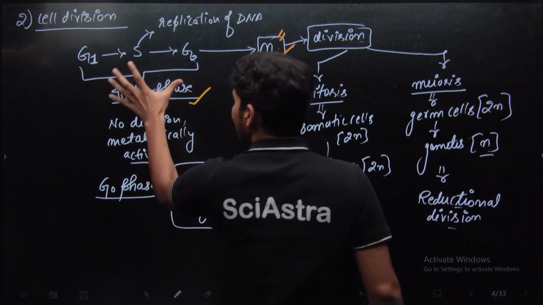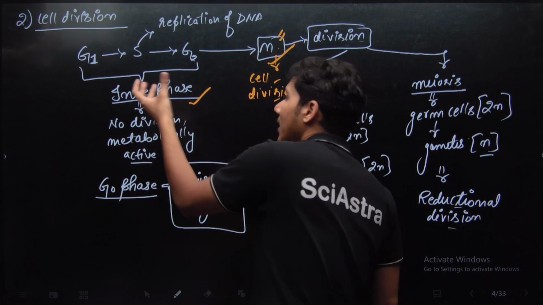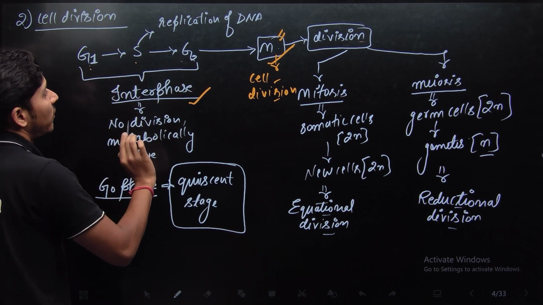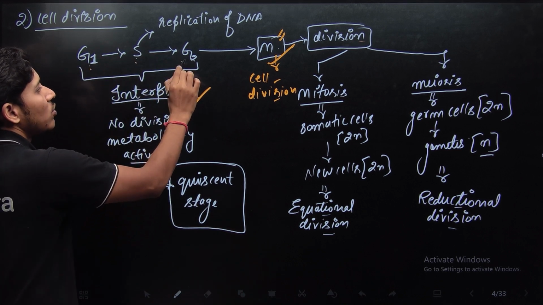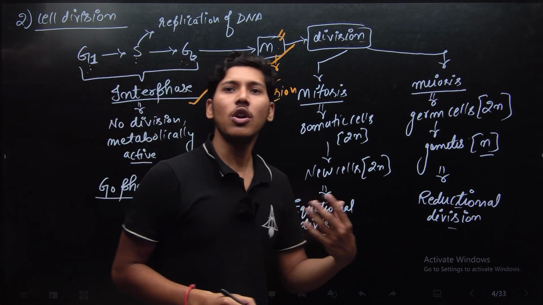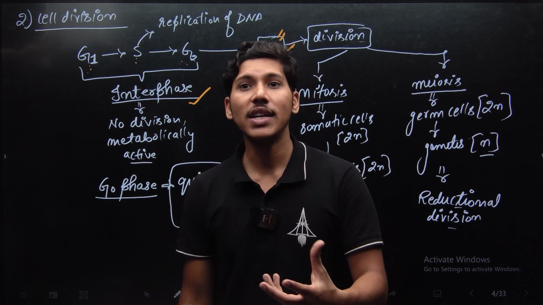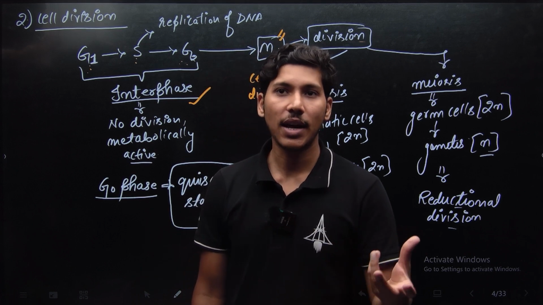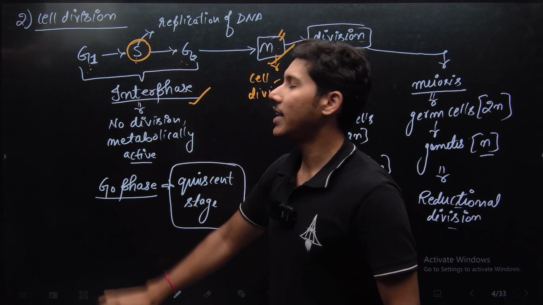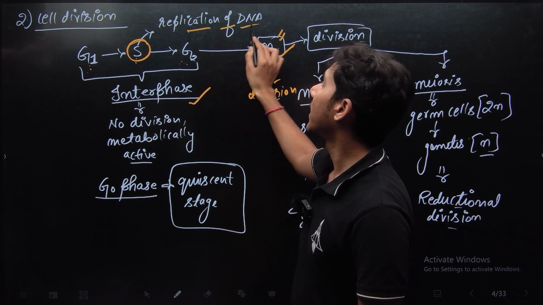So in these stages of interphase, the cell is metabolically active, but it is not dividing, and it is divided into three phases: G1, S, G2. G stands for growth phase, S stands for synthesis phase, G2 stands for second growth phase. In G1 and G2, there is a lot of growth and a lot of protein and sugar synthesis that happens for cell division. But this S phase is very critical because in this phase, what happens? Replication of DNA happens here.